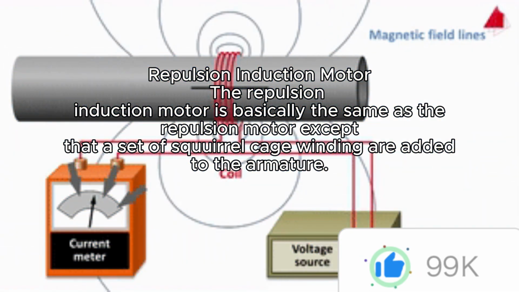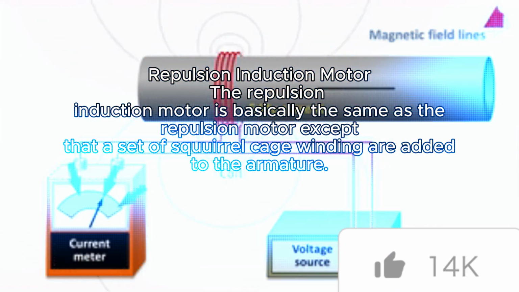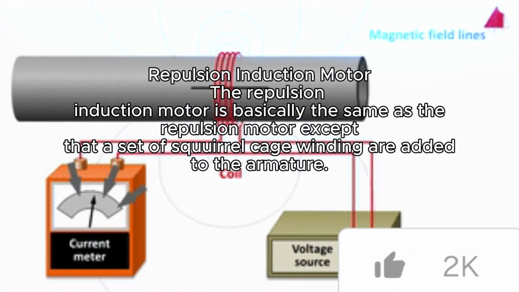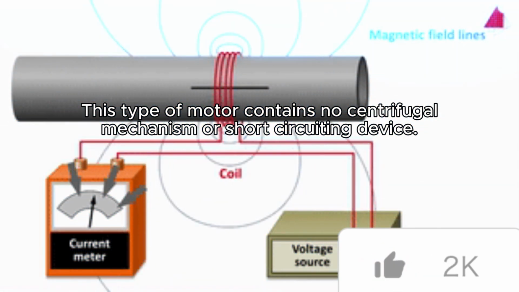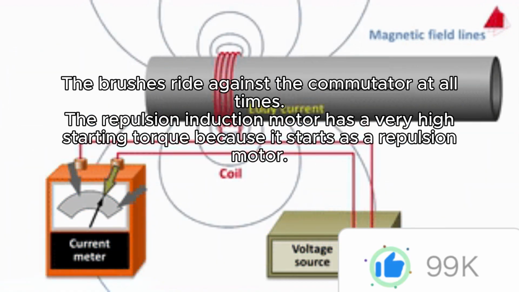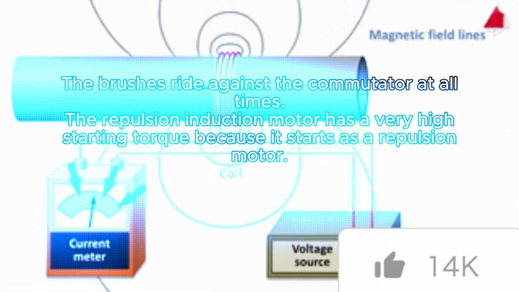Repulsion induction motor. The repulsion induction motor is basically the same as the repulsion motor except that a set of squirrel cage windings are added to the armature. This type of motor contains no centrifugal mechanism or short-circuiting device. The brushes ride against the commutator at all times.